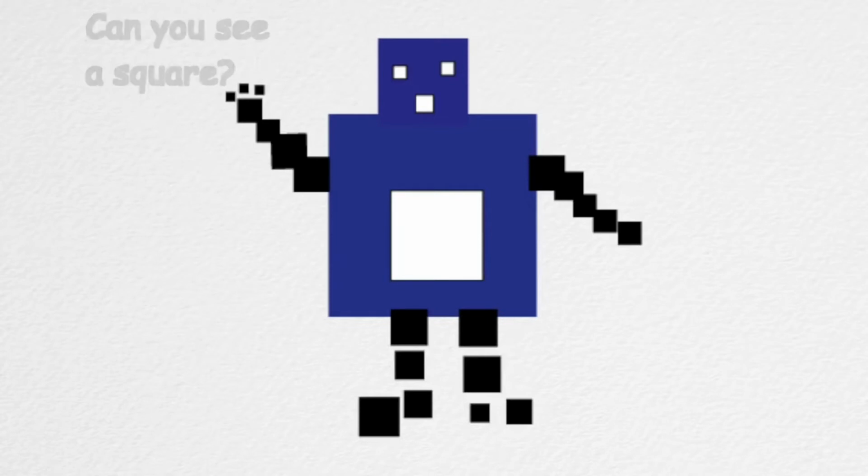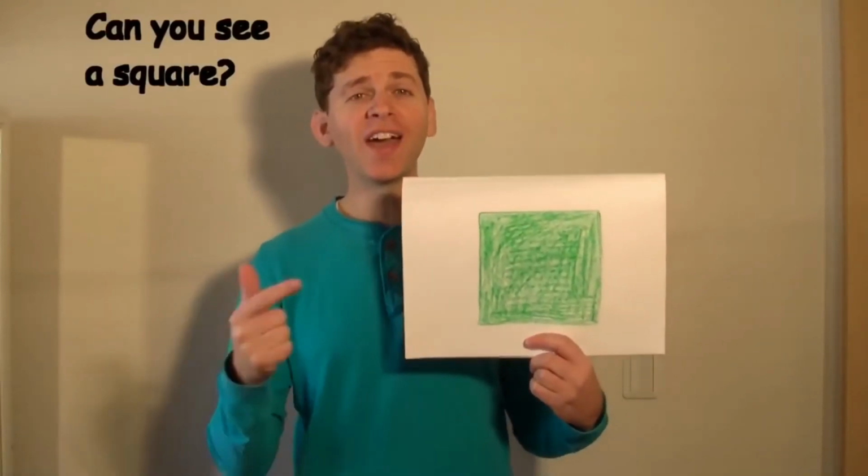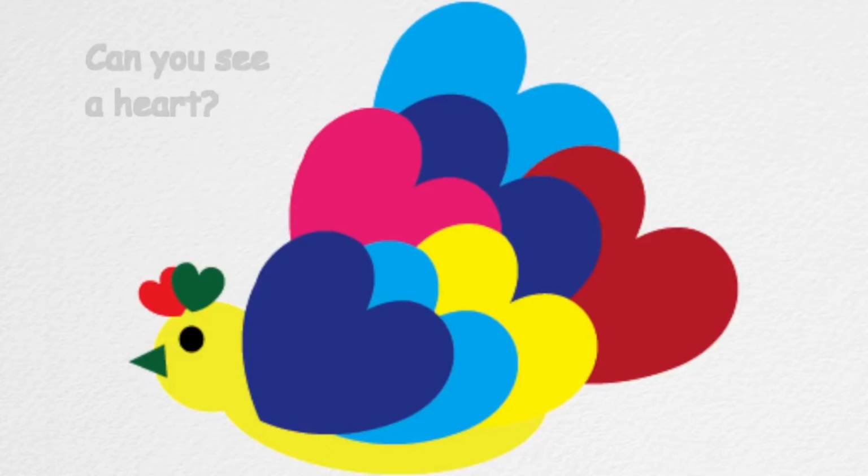Can you see a square? Yes, I can. Can you see a heart? Yes, I can. A circle, a triangle, a square, a heart.